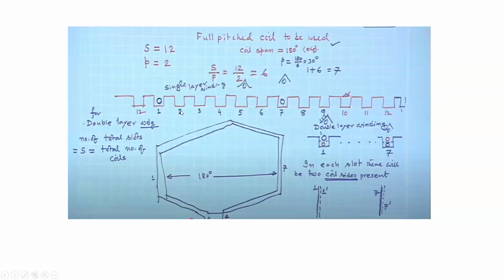Now in these slots, they can have a single layer or double layer. What does single layer and double layer mean? I have explained, but I'll explain it again. Single layer means that you can place only one coil per slot. This is a single layer winding.